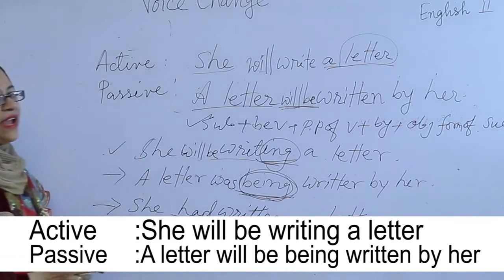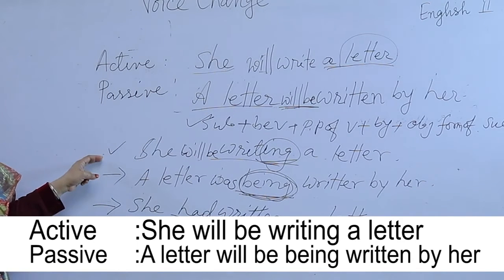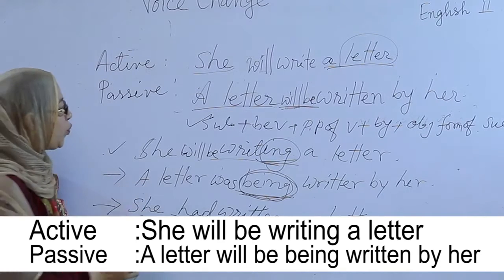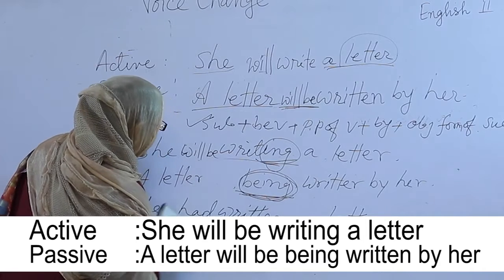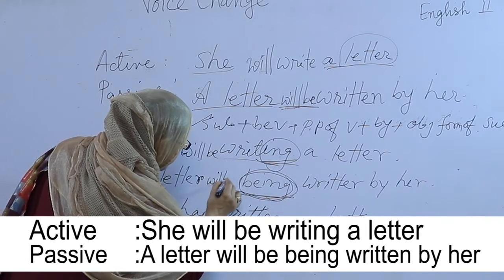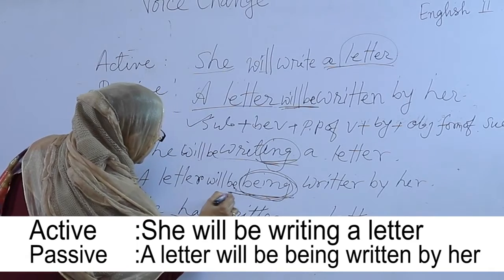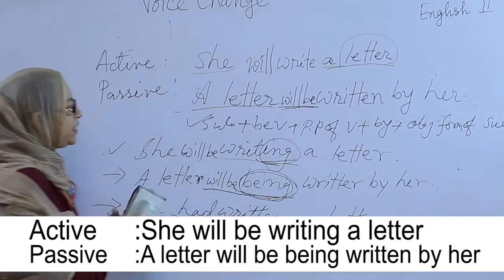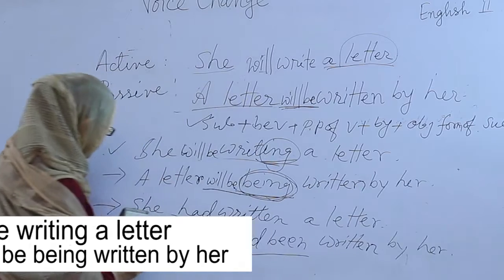She will be writing a letter. This is the future continuous form. So, I turn it into passive. I use a letter will be being. A letter will be being. Only I change here, will be being written by her.